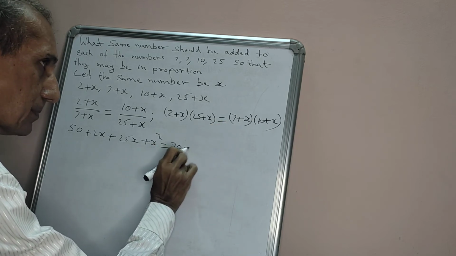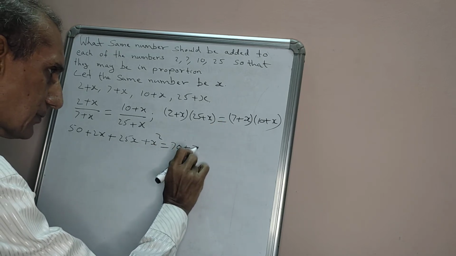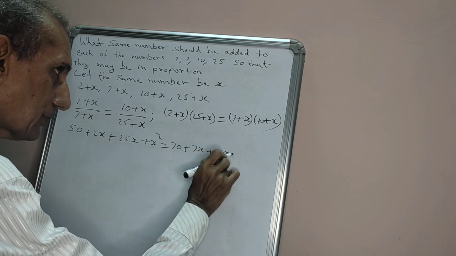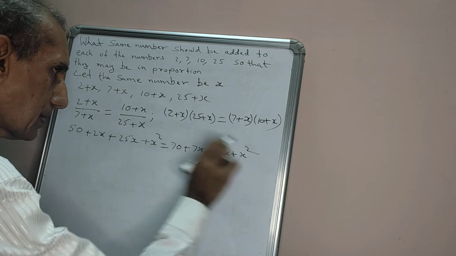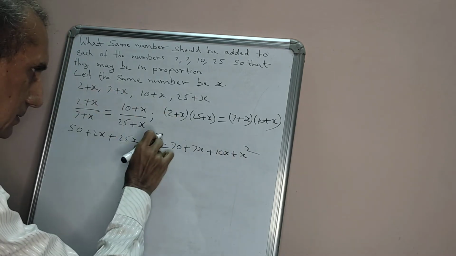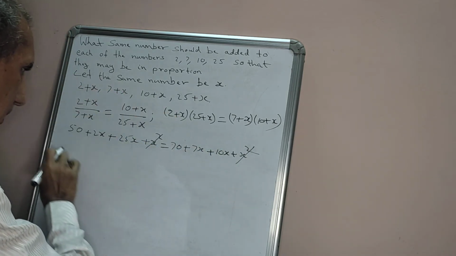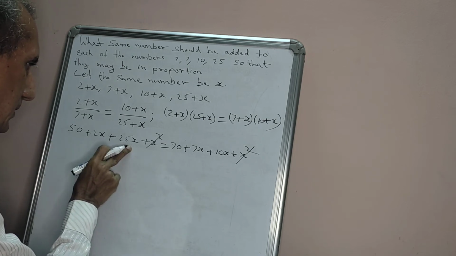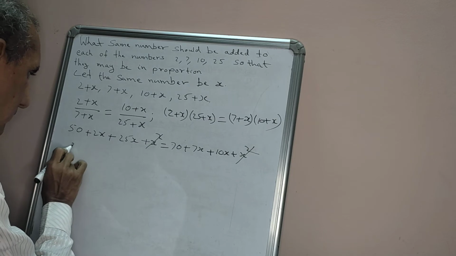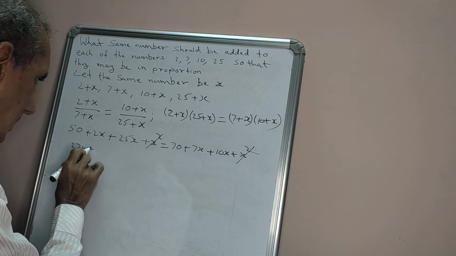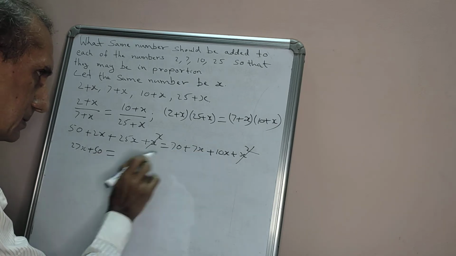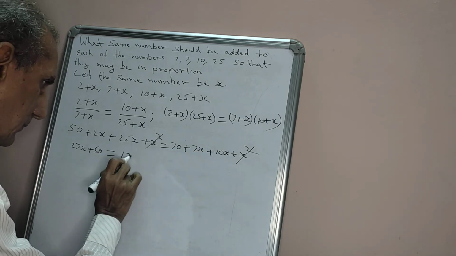equals 70 plus 7x plus 10x plus x squared. Okay, which ones go? What am I left with? So if I add these both, what do I get? 27x, and 17x.